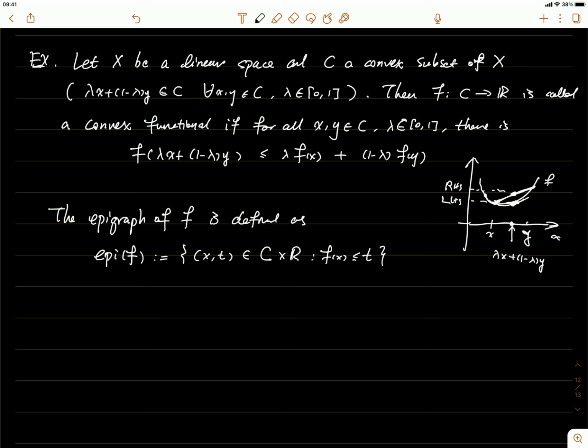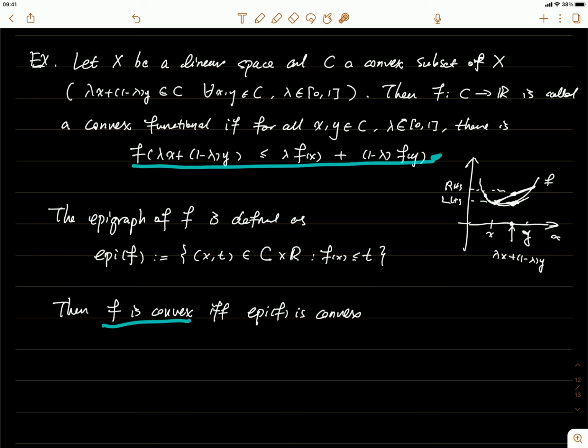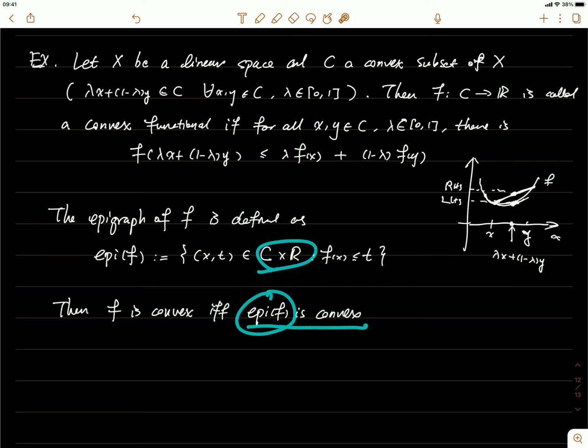Okay, with this, we can easily show that a function f is convex if and only if the epigraph of f is convex. The left-hand side convex means f is a convex functional. The right-hand side convex means that the epigraph is a convex subset.